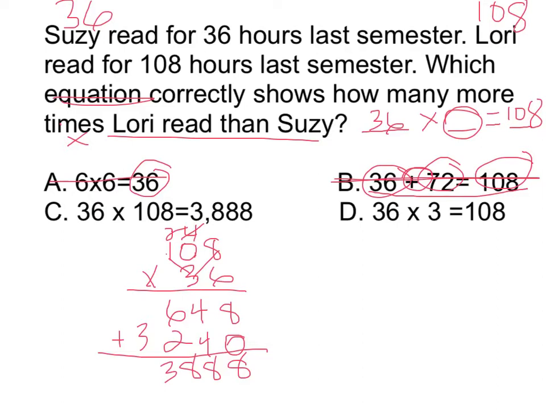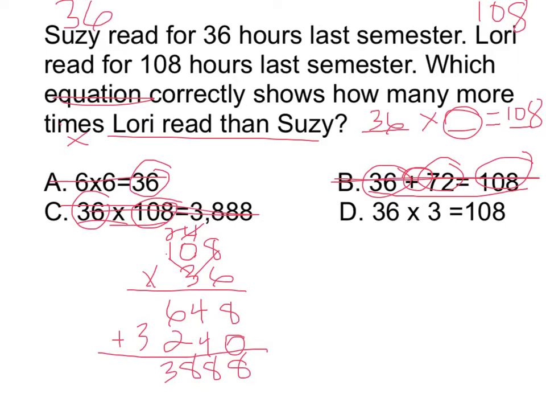Am I saying that we have 36 108 times, or am I saying we have 108 36 times? Is that what's happening in our story with Susie and Lori? Did Lori read 36 hours 108 times, or did Susie read 36 hours 108 times, or vice versa? No. So therefore, C is not the right answer. Process of elimination tells me it's probably going to be D.